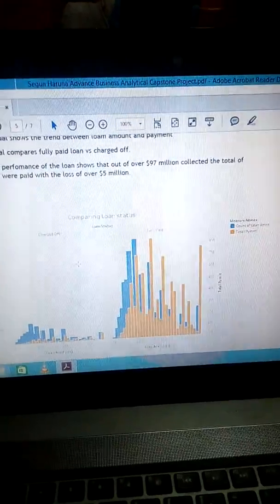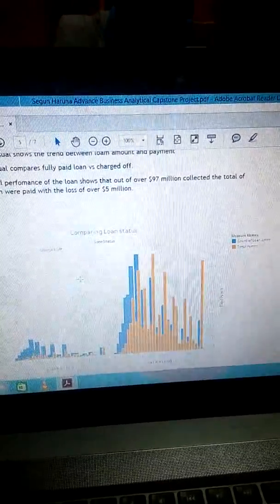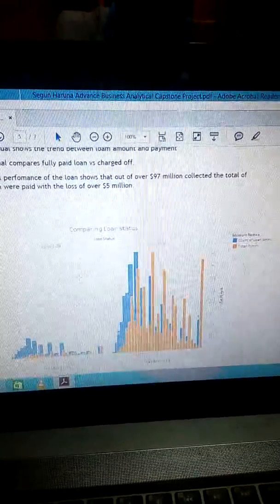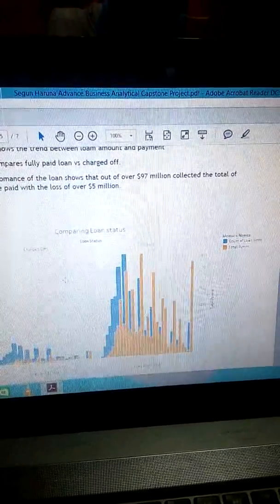So if you come here, this is a comparison between the charged-off loans and the fully paid loans. This shows that there are a lot of charged-off loans, a lot of loan defaults, that made the total loss of $5 million. So going by the data, it shows that the loans were written off.